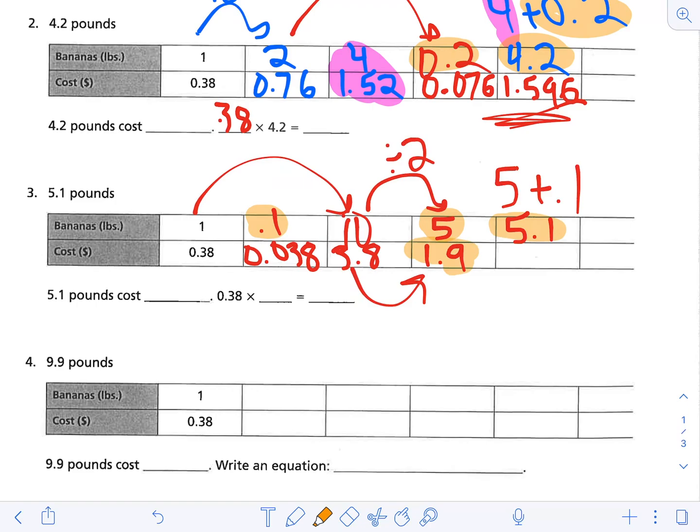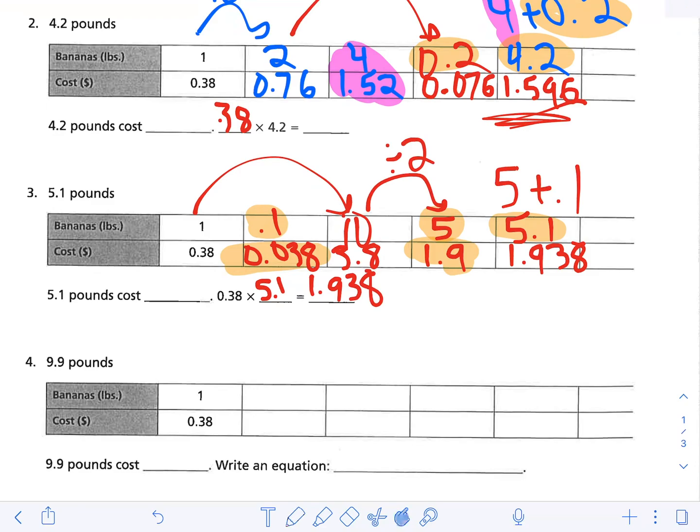So now we have 5 plus 0.1 is 5.1. 1.9 plus 0.038. Wait a second, look at this. I can do that one in my head. There's no ones to carry. 1.938. There we go. So 0.38 times 5.1 is totally 1.938. Well, that's not too bad.